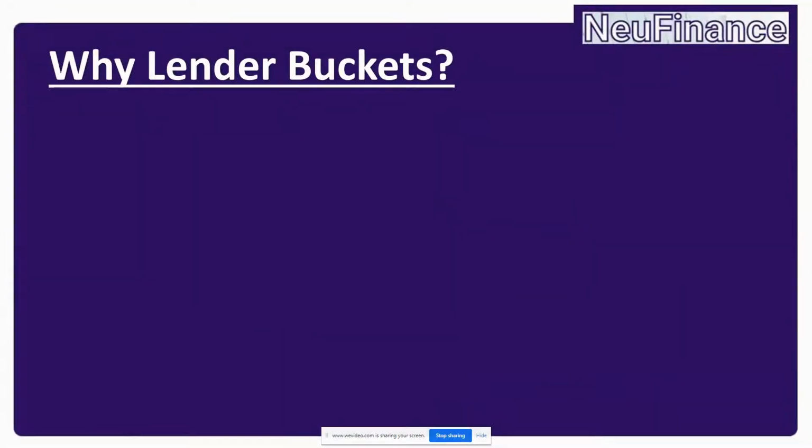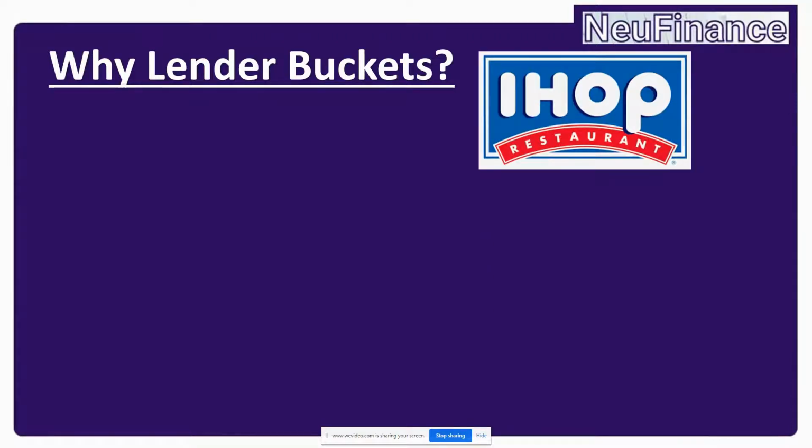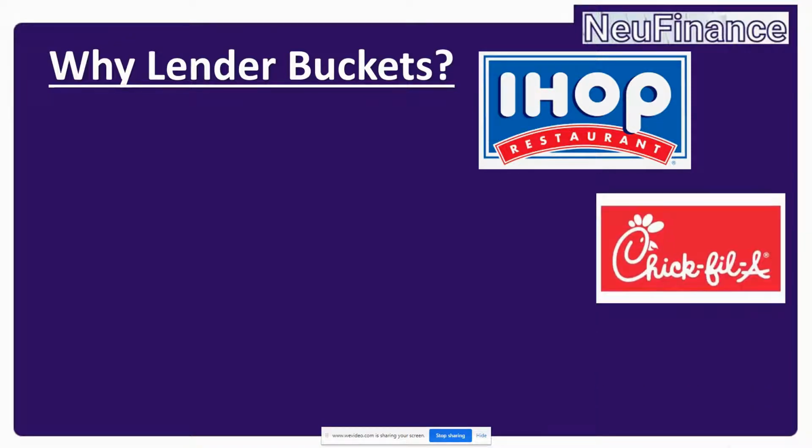So why do we need lender buckets? That's a good question. Let's just assume that you bought an IHOP restaurant. It's an IHOP franchise. You serve breakfast, that's your specialty, and you also have a few other menu items that people like to purchase. Now, let's pretend that a potential customer came in your door and said, hey, I like what you have, but I would really like a Chick-fil-A sandwich. And so the right answer as someone working behind the desk would be, well, that's a great request. However, we don't provide Chick-fil-A sandwiches. You'd have to go to Chick-fil-A for that, but we can give you this.